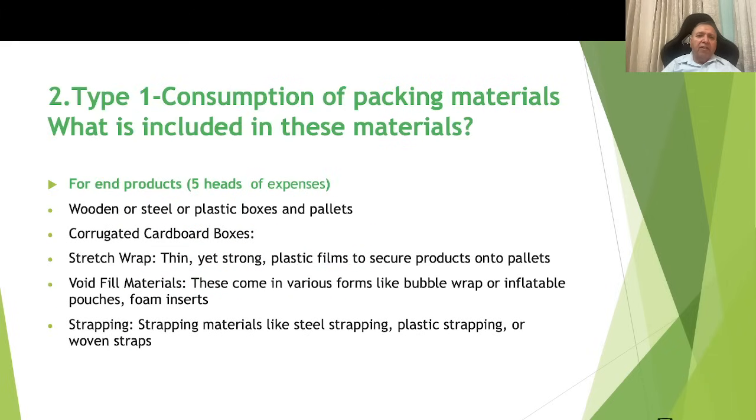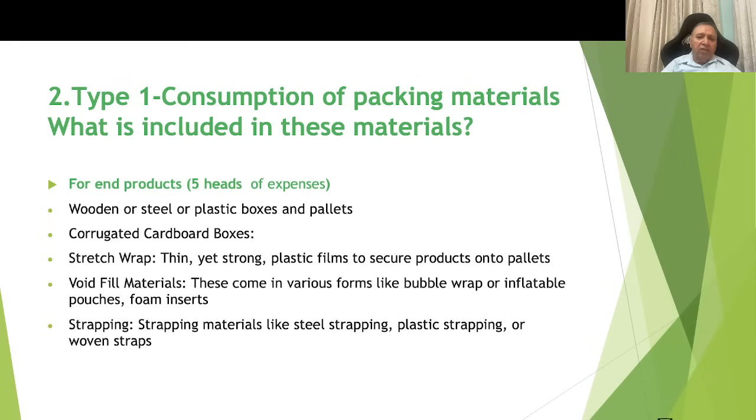Consumption of packing materials. There are 11 heads of expenses which I'll share. First one is related to the end products, 5 numbers. This includes items like wooden or steel or plastic boxes and pallets, corrugated cardboard boxes, stretch wrap, like thin yet strong plastic films to secure products onto pallets, and void fill materials. These come in various forms like bubble wrap or inflatable pouches, foam inserts, and strappings like steel strapping, plastic strapping, or bone straps.